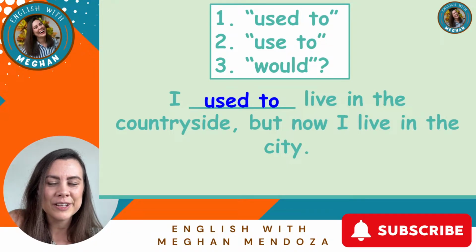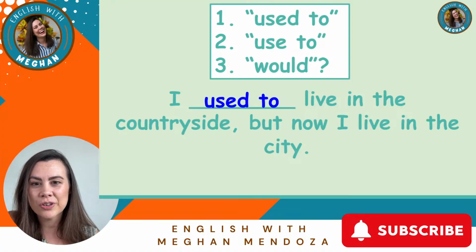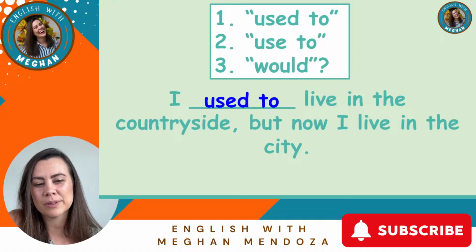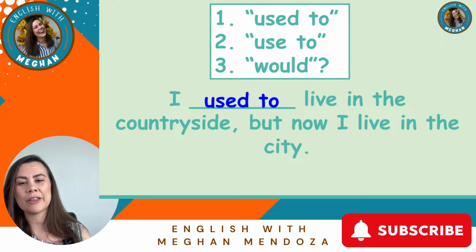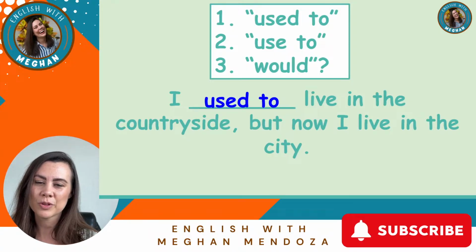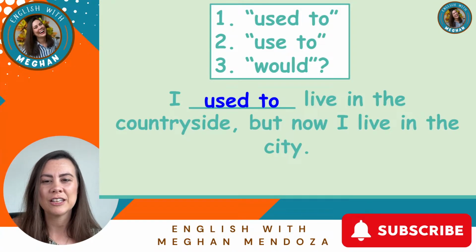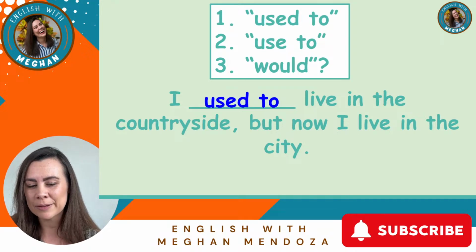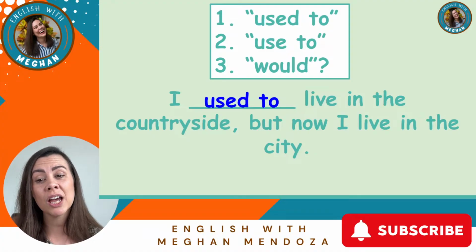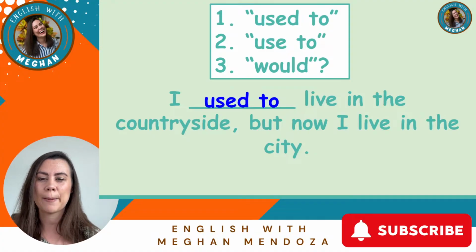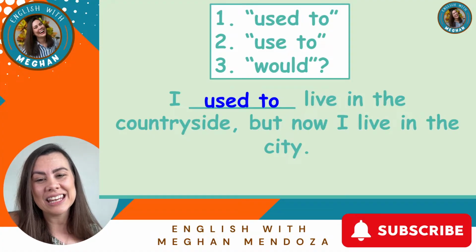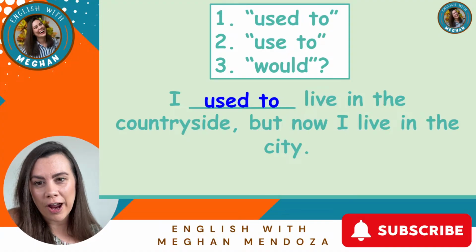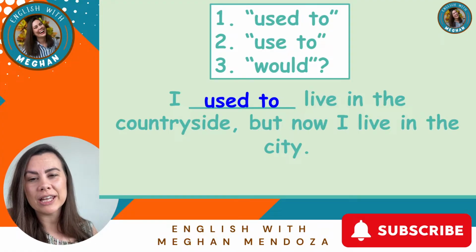All right, type yes or no in the chat, because "used to" and "would" are very similar and can often be used together. But if you think it can be used with "would," type yes. If you think not, type a no. Okay, I'm seeing some no's here, and that's actually right. Let me read the sentence. Listen to the pronunciation. I used to live in the countryside, but now I live in the city. The no's are correct. We cannot have "would" here.